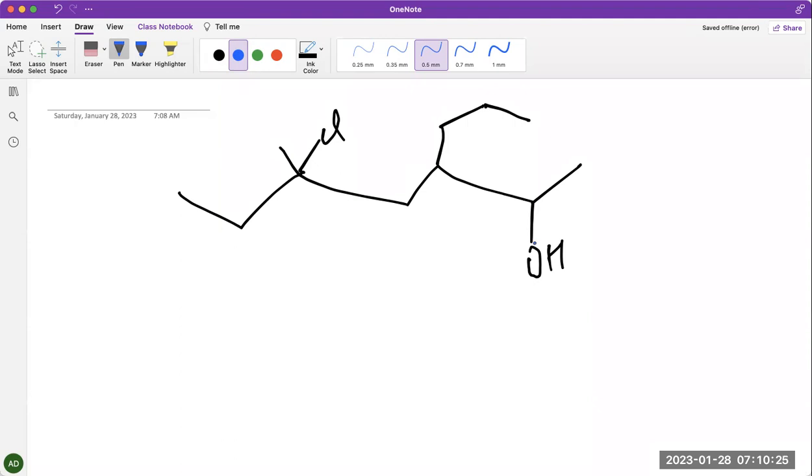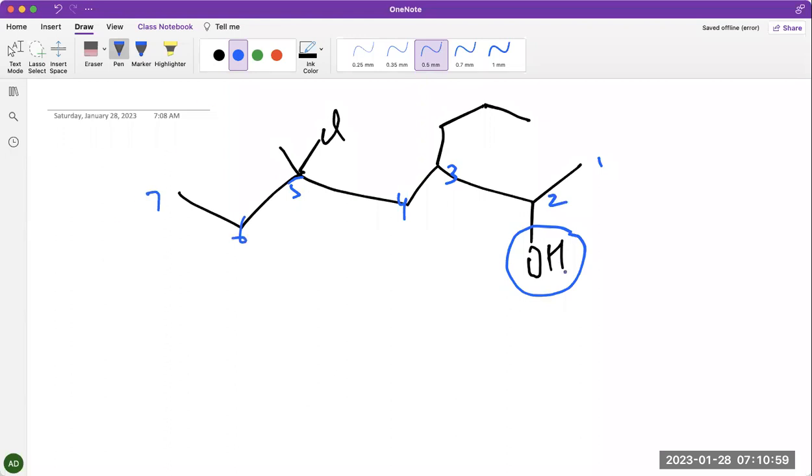The correct way is to include the functional group in the main chain, in the parent chain. So this OH cannot be treated as a substituent. It should be part of the parent chain, okay? So it has to be these 7 carbons. Now, again, remember, to number the parent chain, your functional group should get the smallest number. So at this point, it's quite obvious that we'll have to start from the right-hand side, and this will give us the correct numbering.